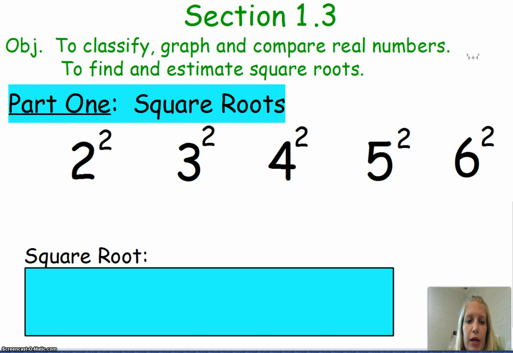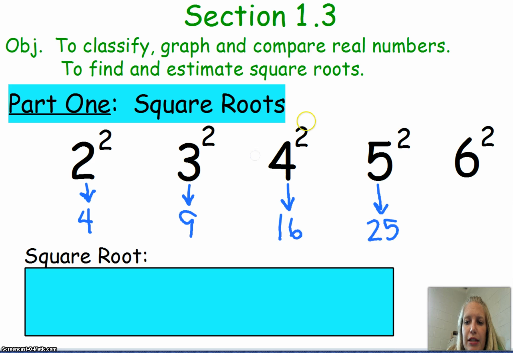So part one is square roots, and I've already talked to you about powers, and each one of these, you should write all of these down. 2 to the power of 2, or 2 squared, is 4. And we know that 3 squared means 3 times 3, which is 9. And 4 squared, 4 times 4, is 16. And 5 squared is 25. And 6 squared is 36.